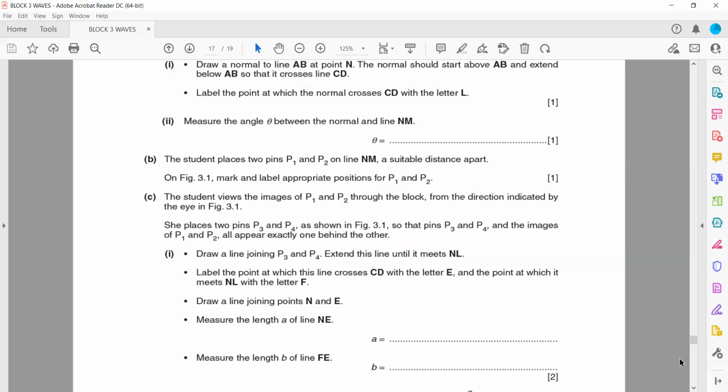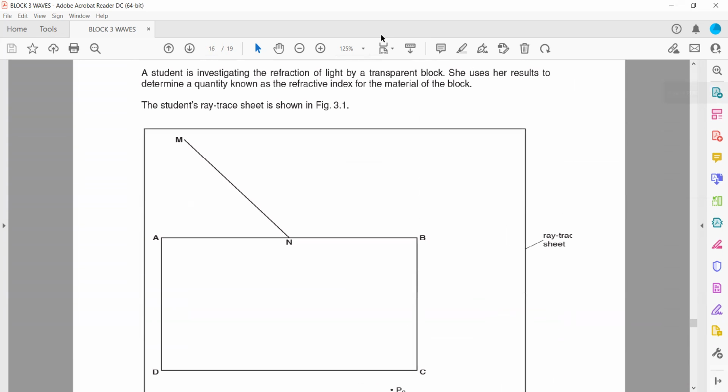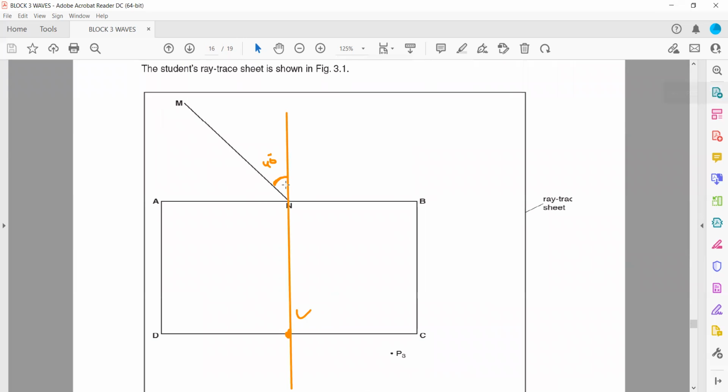Then the student places two pins P1 and P2 on the line NF at a suitable distance on a figure. Mark the appropriate position of the two pins. So we have to place two pins on this line M and N. The approximate distance between the two pins should be 5 centimeters, like 3 to 5 centimeters is acceptable. So one is P1, another one is P2. So these are the two positions of the pins.